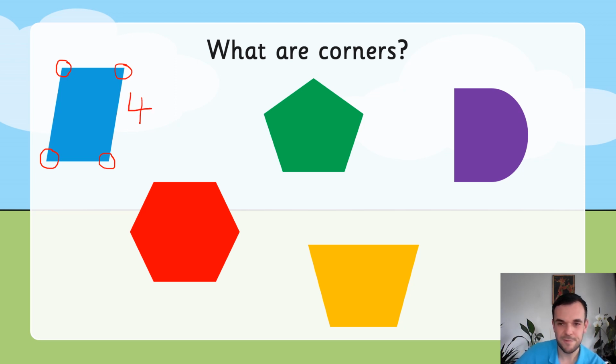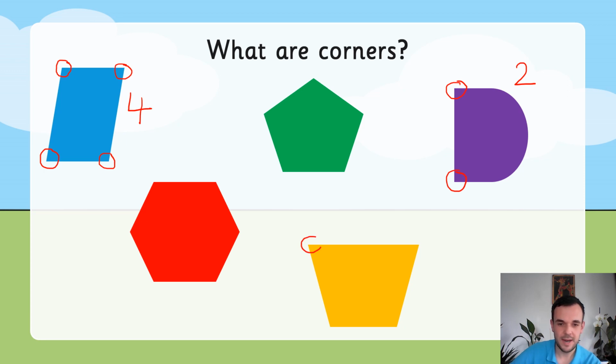Let's have a look over at the purple shape. How many pointy corners can you see? Well, I can see a pointy corner here and a pointy corner here. So this shape has 2 corners. How about this shape here? How many corners can you see on the yellow shape?